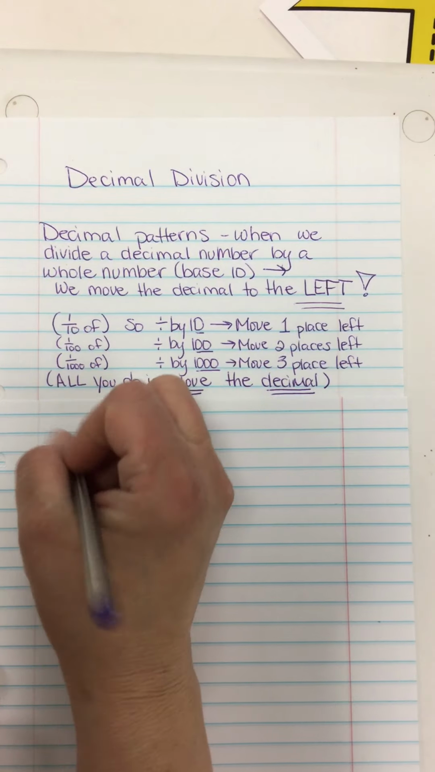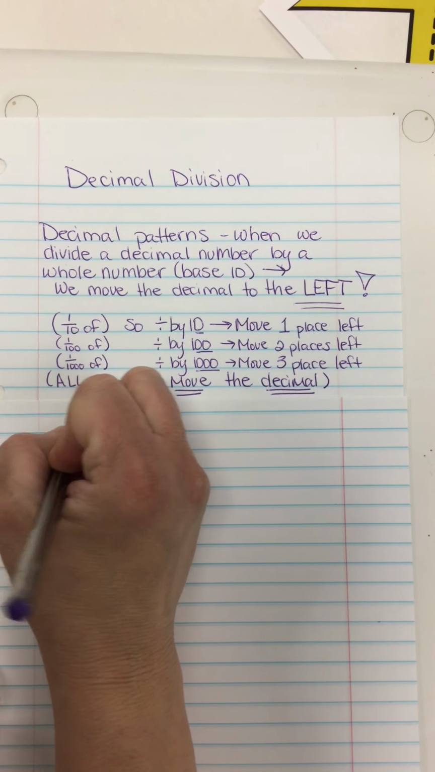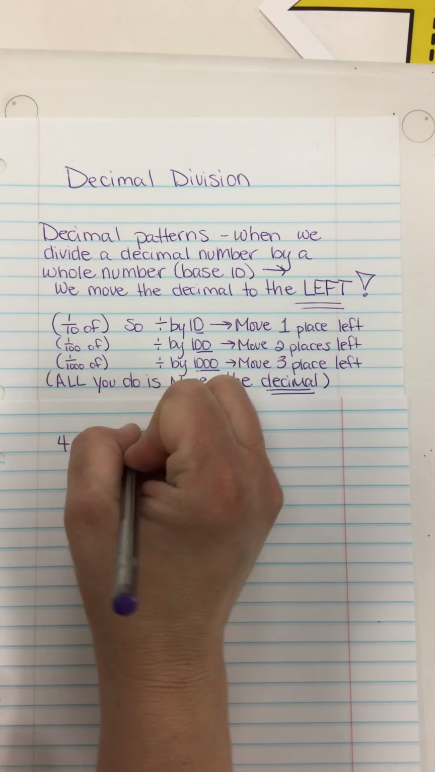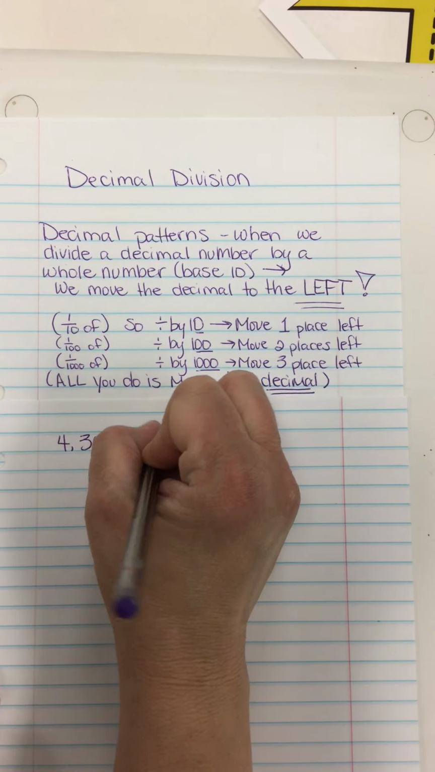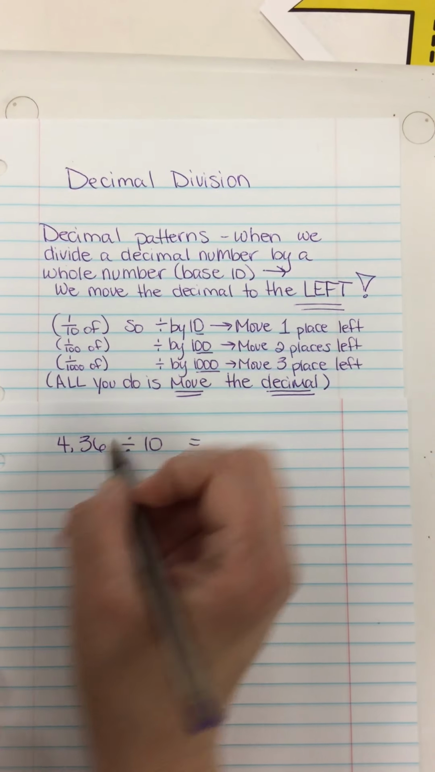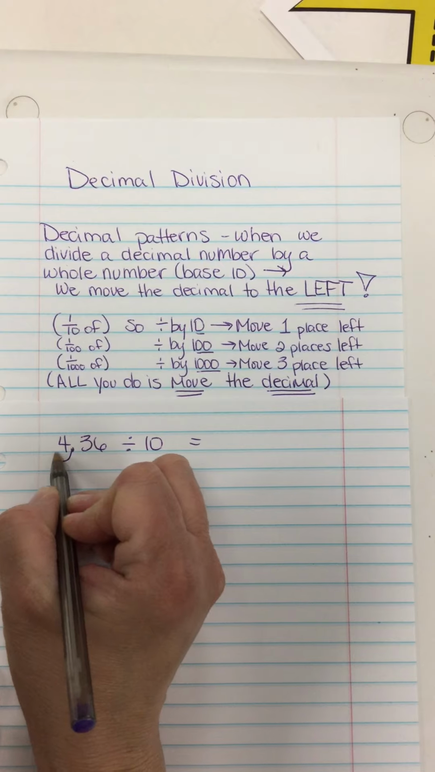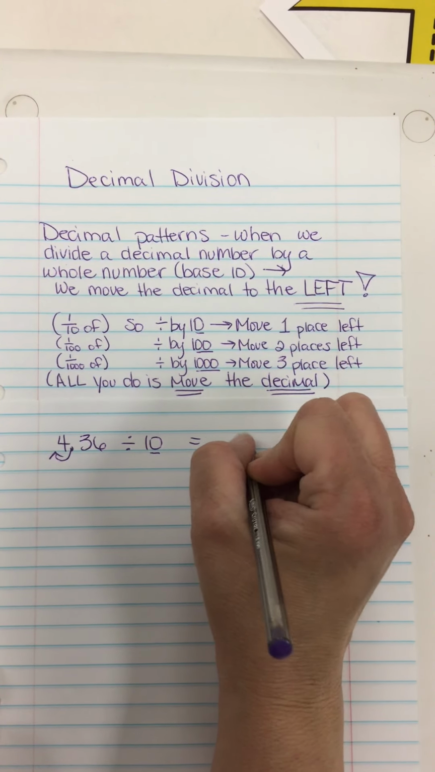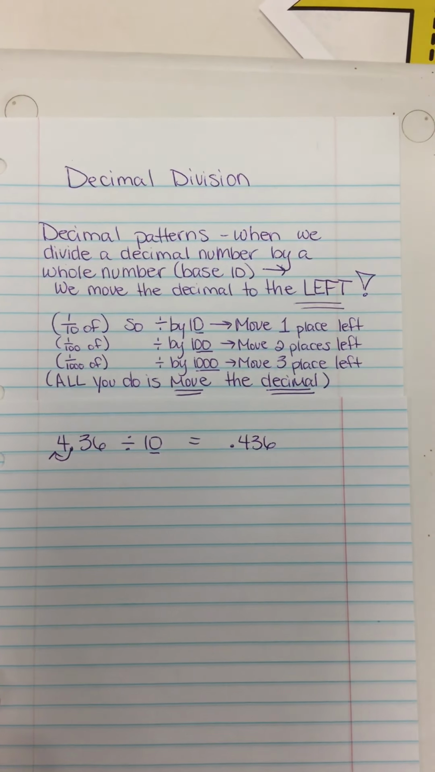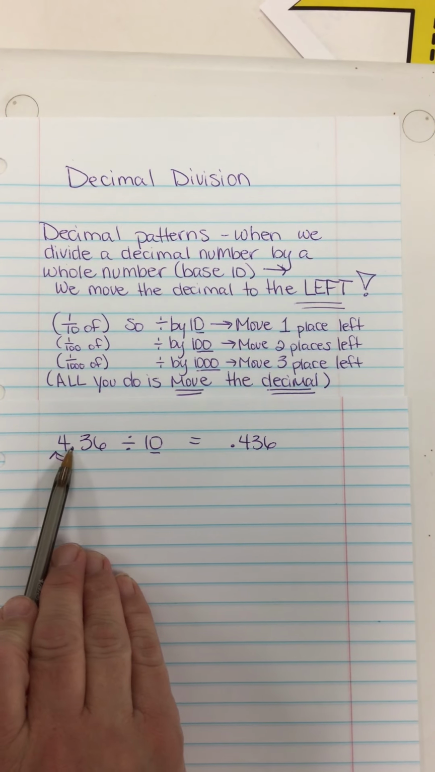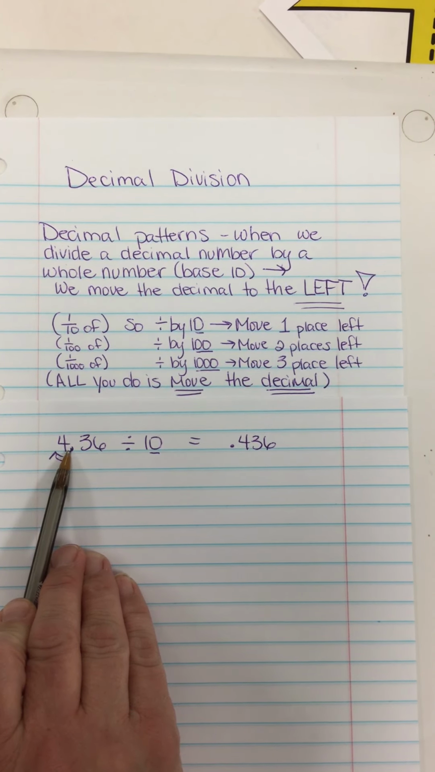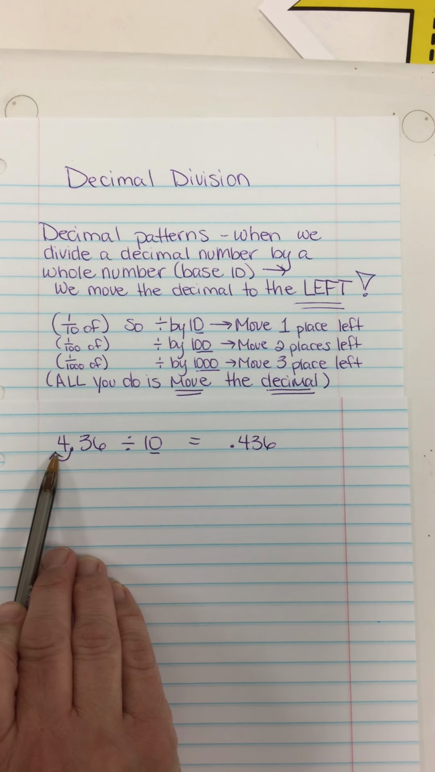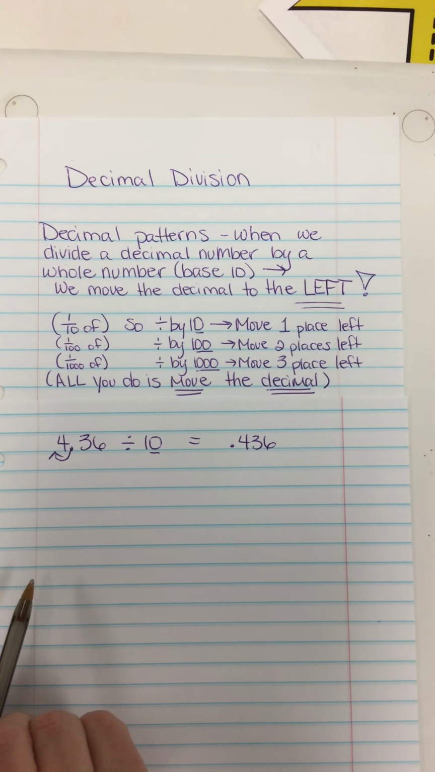That's it. So if I have 4 36 divided by 10, I'm going to take that decimal and move it one place because 10 has 1 zero. So my answer would be 436 thousandths. There was my decimal. I divided by 10, which has 1 zero. So I moved my decimal one place to the left, 436 thousandths.